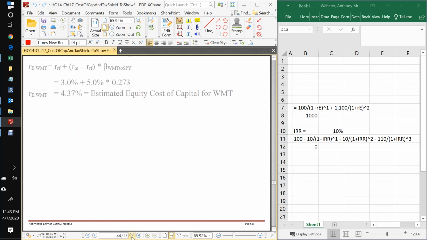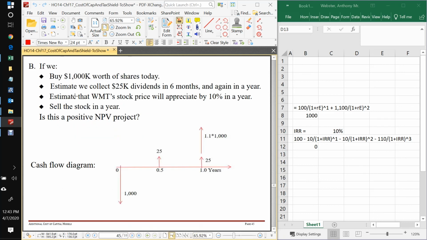And now for part B. So we didn't want to do that all for nothing, right? We're working in this hedge fund. We were thinking about buying stocks for our customers, right? So we want to know, based on additional assumptions here about Walmart, if this looks like a positive NPV project for us. So what would be the project?